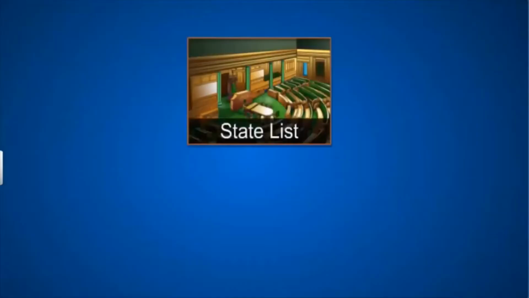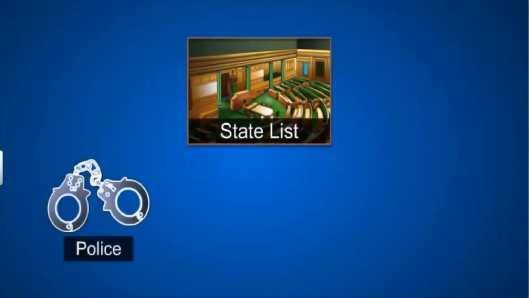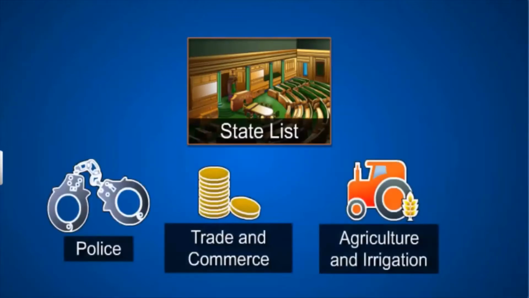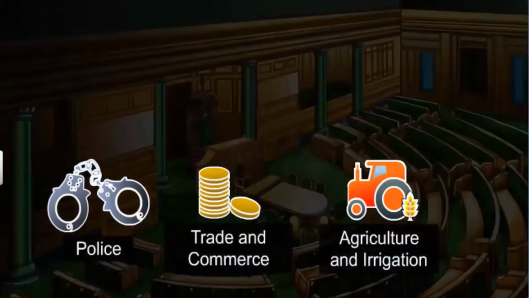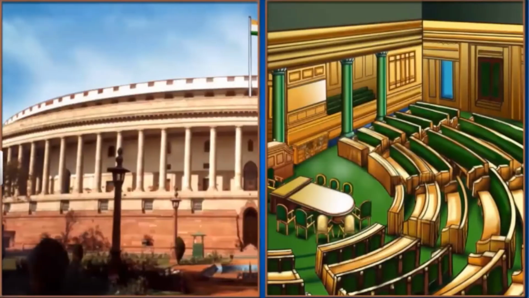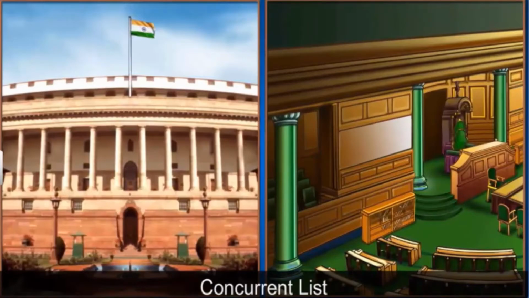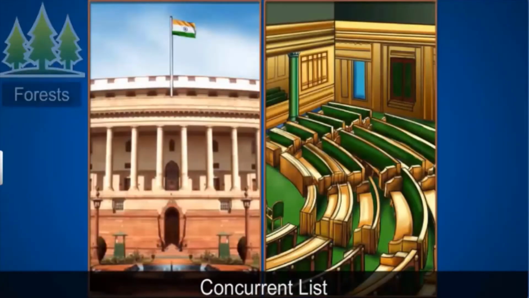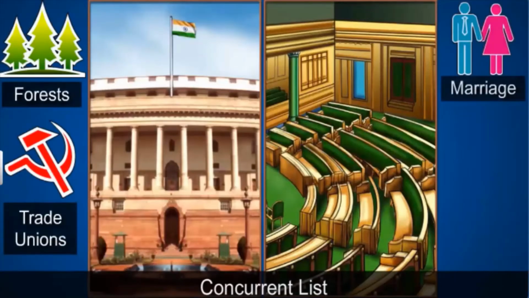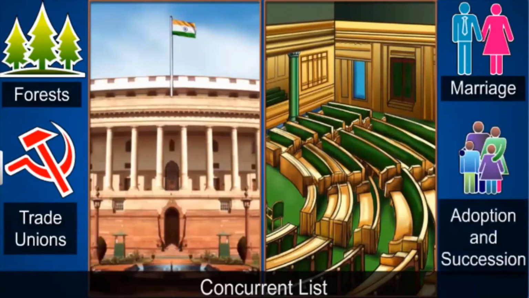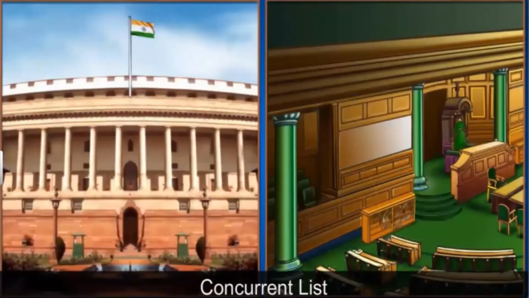The second list is the State List that consists of 66 subjects of state and local importance such as police, trade, commerce, agriculture, and irrigation. The state legislature alone can make laws related to subjects mentioned in the State List. The third list is the Concurrent List, which includes subjects of common interest to both the Union and state government, for example, forests, trade unions, marriage, adoption, and succession. Both the Union and state governments can make laws on the Concurrent List, but in case of conflict, the laws by the Union government are given more importance.